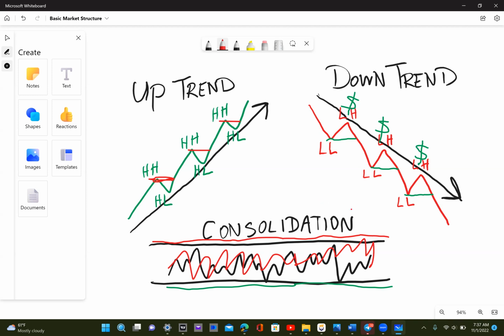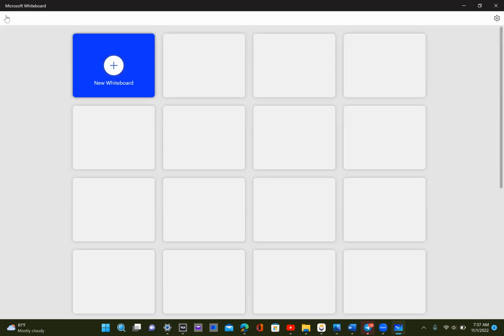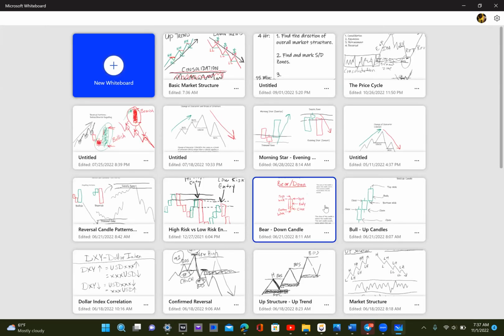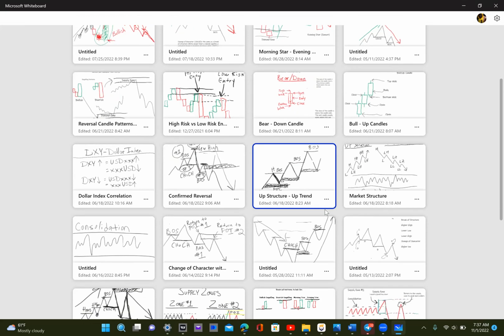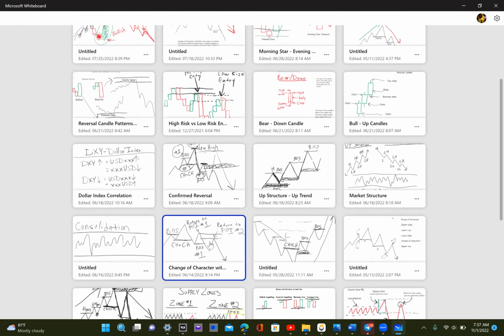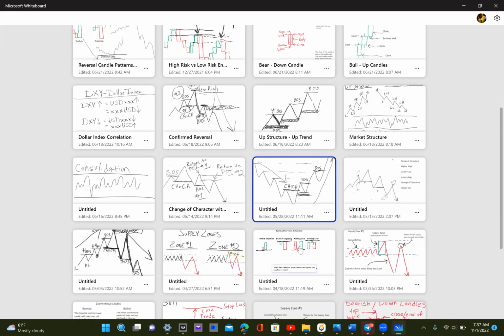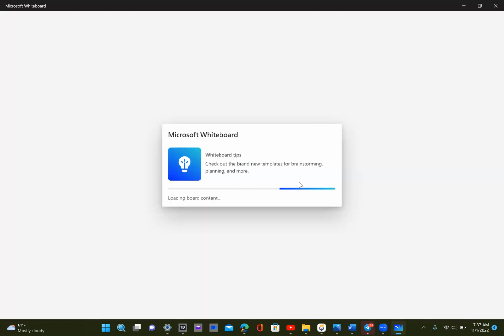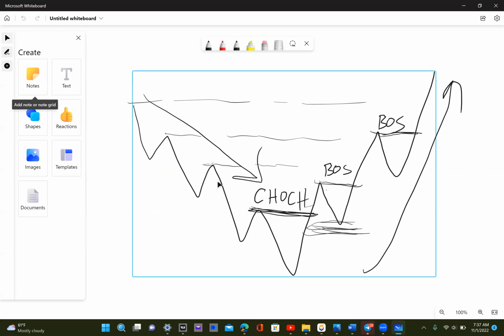All right. So that's our market structure. That's something else I want to show you guys as well. Let's see, do I have it on here? Yep, right here, change of character. Let's look at this one first. Okay, so what's change of character?